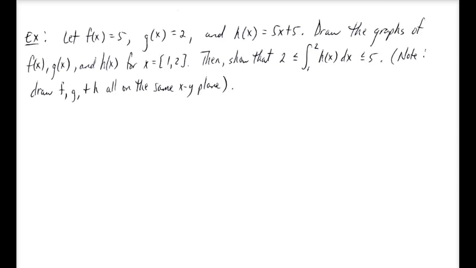All right, so next what we want to do is consider 3 functions here. One is going to be f of x, which is a horizontal line, y equals 5. Another one is going to be g of x, which is another horizontal line, y equals 2. And then we have a linear function, 5x plus 5. And what we want to do is draw the graphs of these functions so that we can show that the area under the curve from 1 to 2 of the function h of x is actually going to be in between 2 square units and 5 square units.